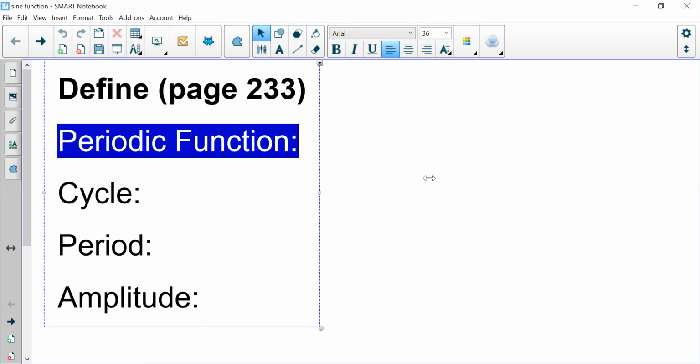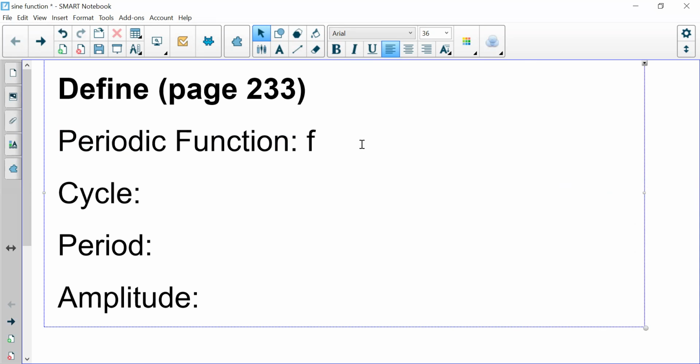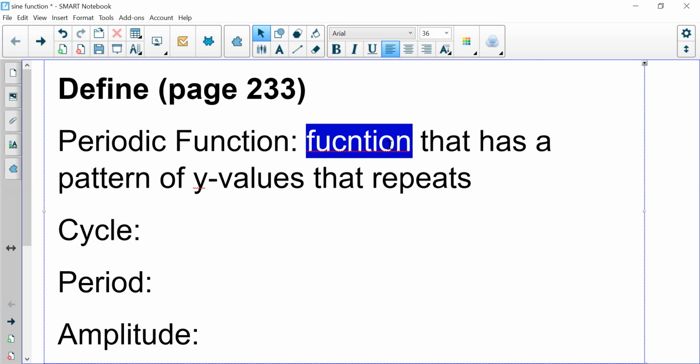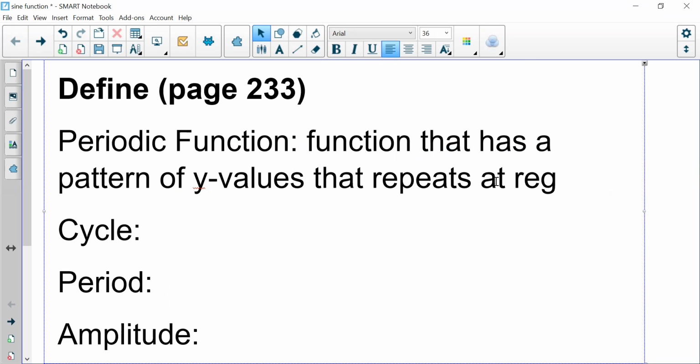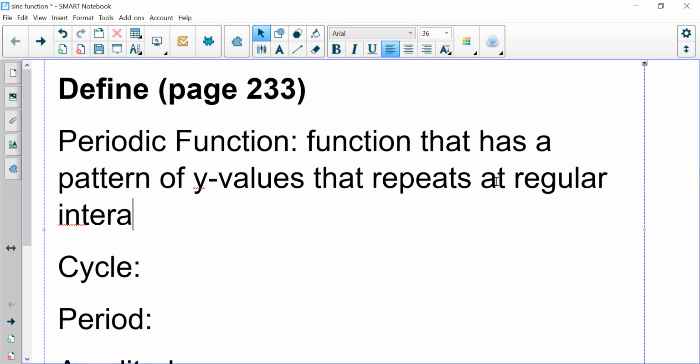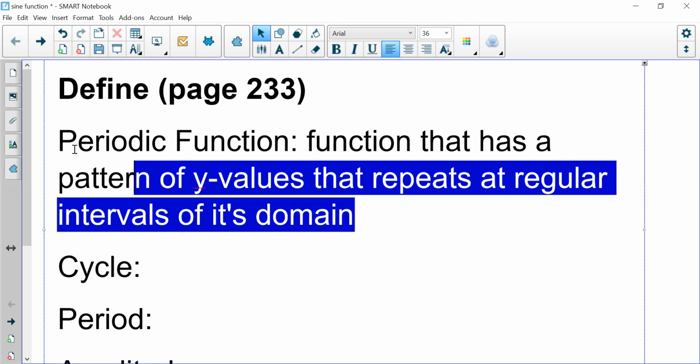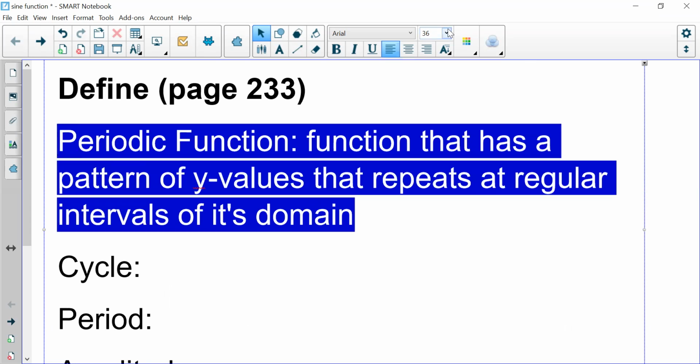A function that has a pattern of y values that repeats at regular intervals of its domain. Good. Can you read me the very last part again? Yep, that repeats at regular intervals of its domain. Good. Okay, so something that is periodic repeats.